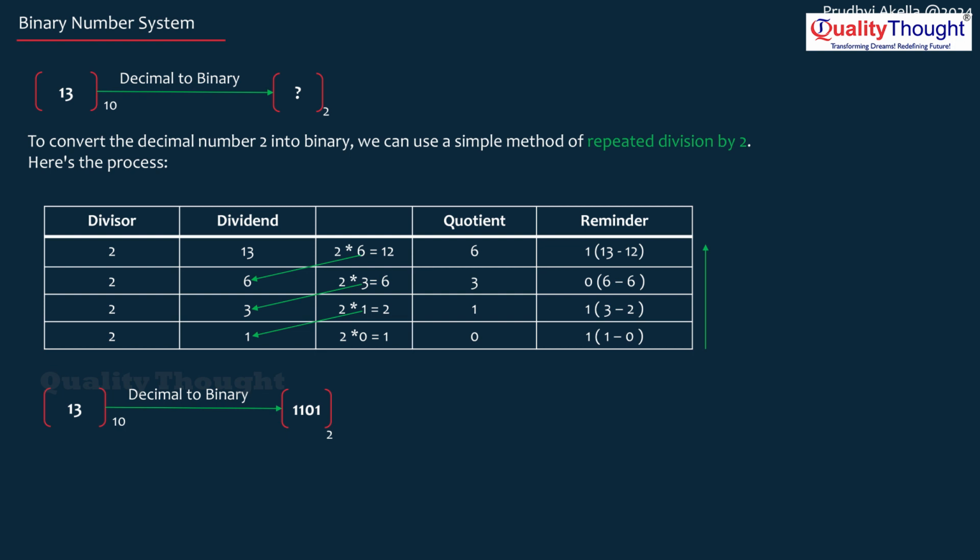Now the quotient of the previous step, which is 6, becomes the dividend in the next step. The divisor still remains 2, and the nearest multiple would be 3.